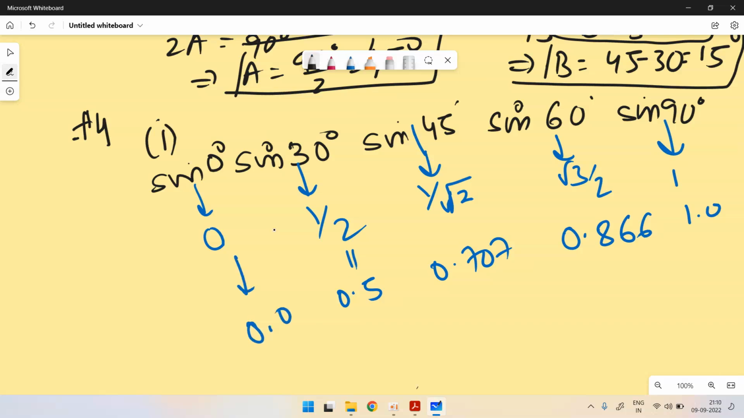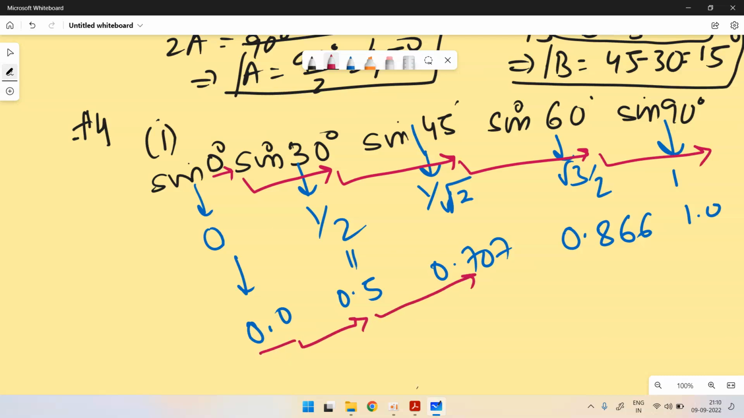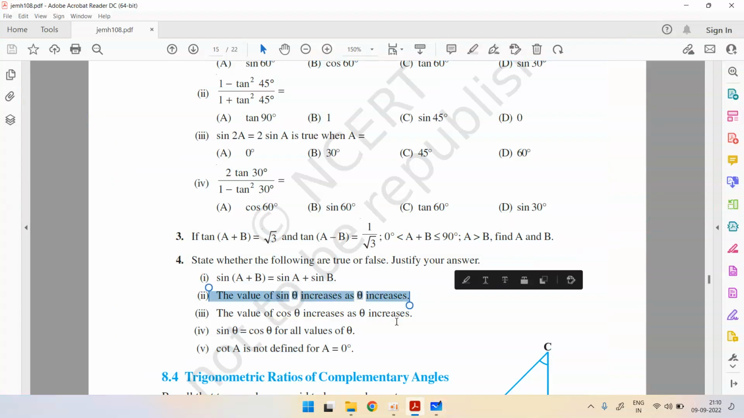If you go through this, you can see that the angle starts at 0 degree, and then 30 degree, 45 degree, 60 degree, so the angles are increasing. The value starts at 0, then 0.5, which is greater. 0.707 is greater than the previous, and 0.866 is again greater than the previous value, and this one is again greater. So if the angle theta increases, then sine theta will also increase. So this is true.